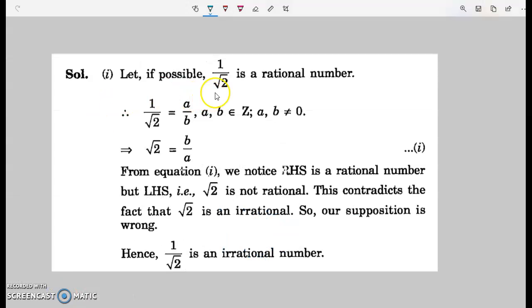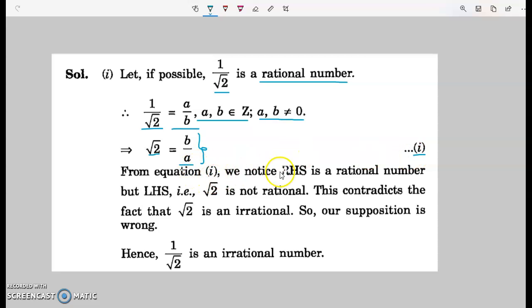So let us suppose that 1 by root 2 is a rational number. So what is the condition for a number to be rational? 1 by root 2 should be in the form of a by b, where a, b belong to integers and b is not equal to 0. Here root 2 is equal to b by a, since I am reciprocaling the terms. I am considering this to be equation 1.